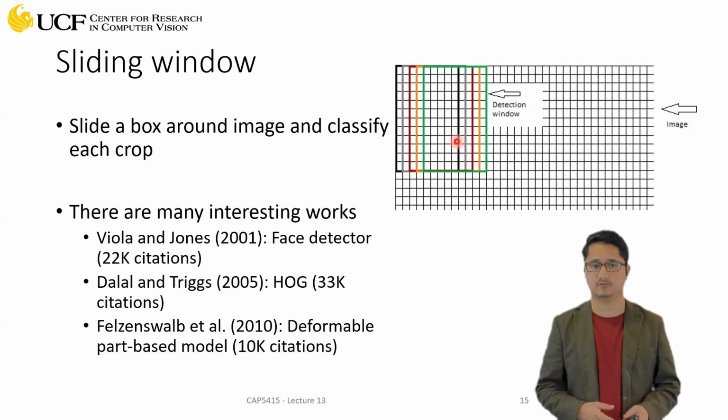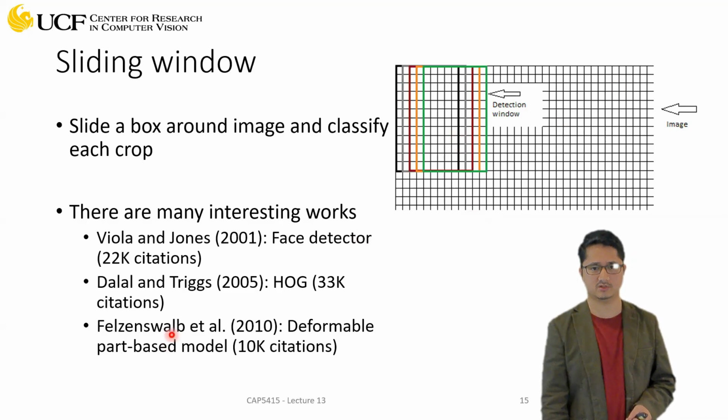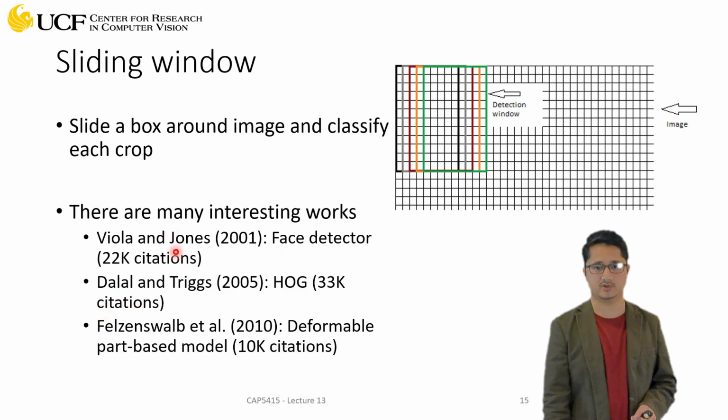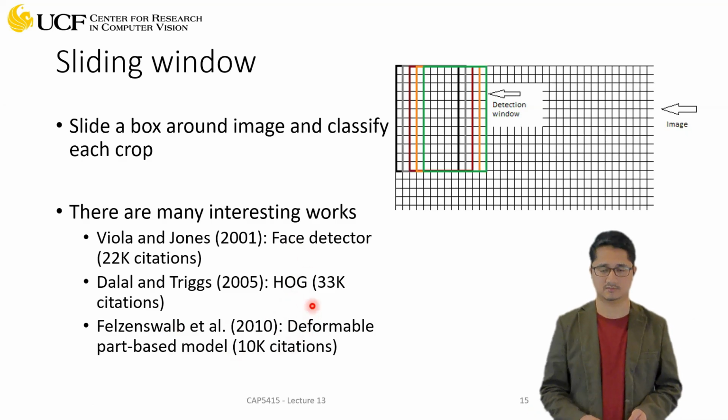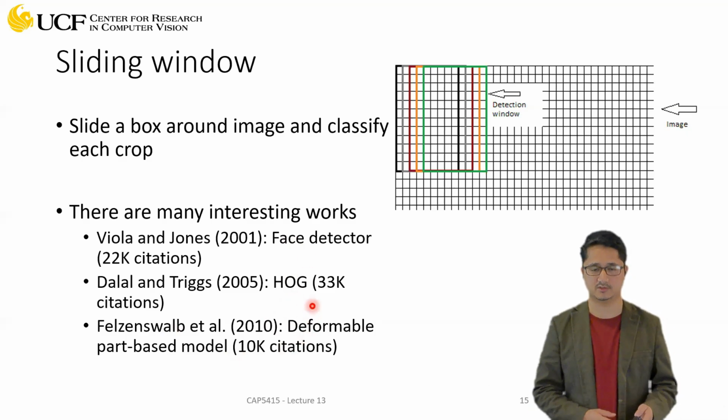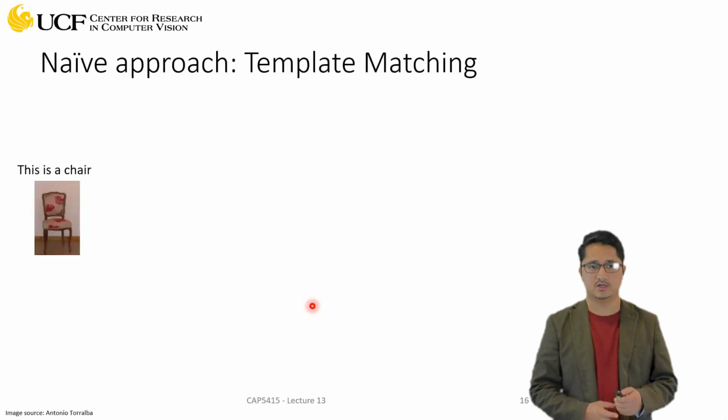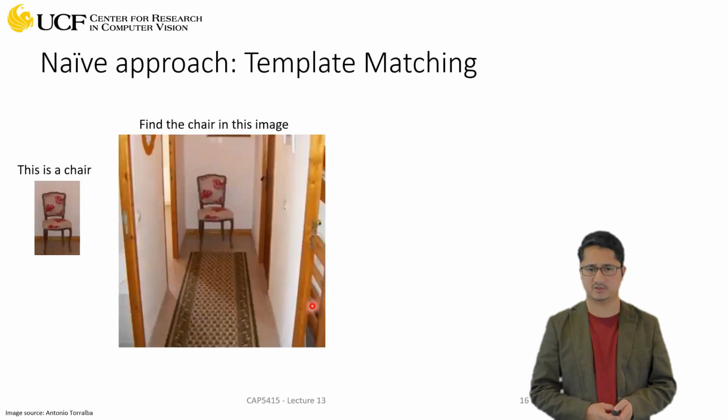And of course, there are a lot of interesting works out there which are actually using the sliding window approach, not just for person detection, but face detection as well. And HOG, as I said, is also using sliding window. There are a lot of other algorithms, just to mention these three, but it is used a lot in many other algorithms. Okay, so let's see how we can do object detection.